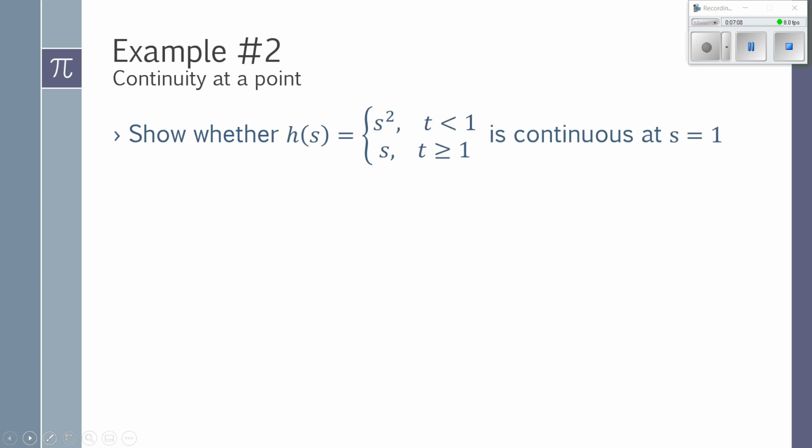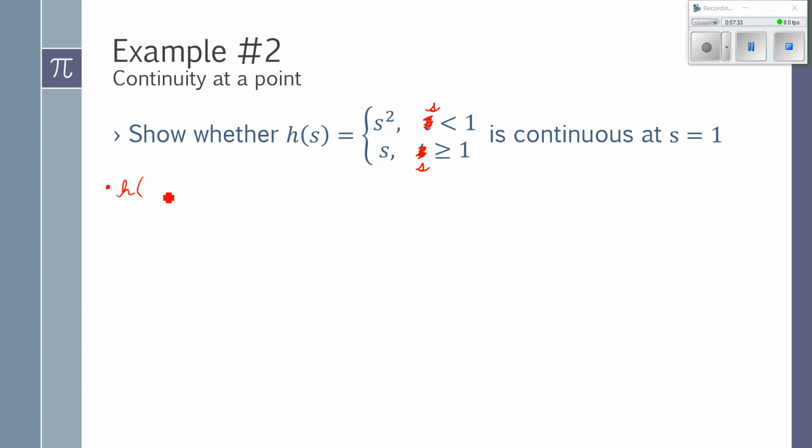Slightly different example is I have this function, also piecewise, h of s, where as long as, oops, these should be s's, not t's. I apologize for my typo. So when s is smaller than 1, it looks like s squared. When s is greater than or equal to 1, it's s. Well, I still do the same three things.